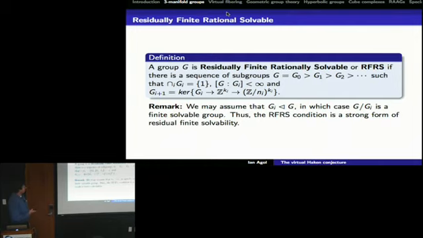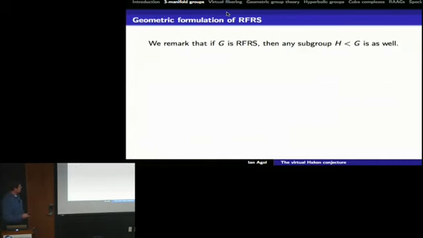Rational means that you're factoring through the rational homology of the group, the homology that's not torsion. That's where this comes from. So not all residually solvable groups are reefers. It's a very strong form. In particular, you have to start with a group that has positive first Betti number if it's finitely generated. If you have a subgroup of a reefers group, then it'll also be reefers. So it's inherited by subgroups, because this strong form of residual solvability is inherited.